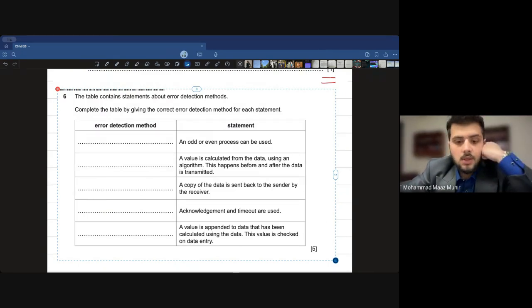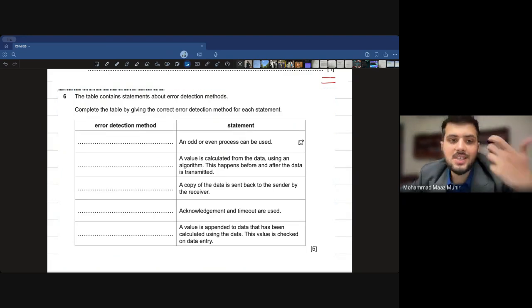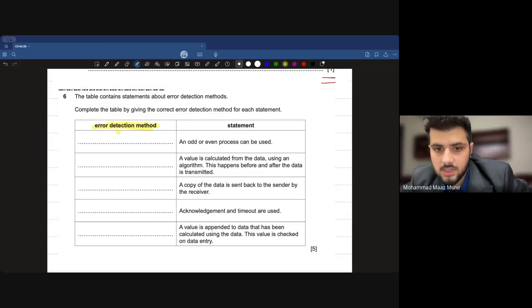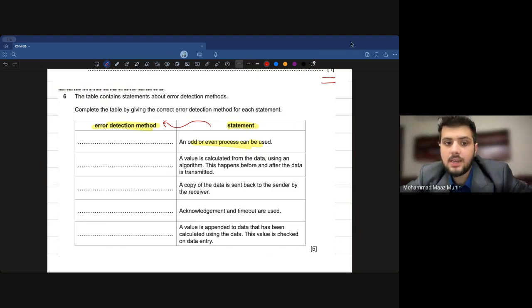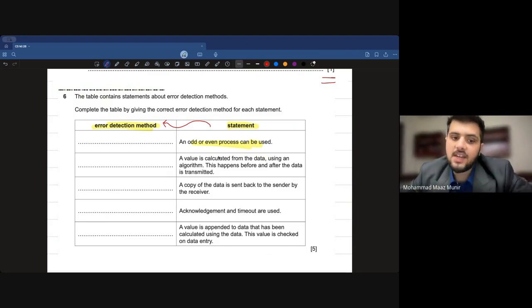Okay, perfect. All right, so now let's look into this question. It says that we need to talk about some error detection method. They gave us some statements, and we're going to use these statements to evaluate the error detection method. The first statement is: an odd or even process can be used. Bro, we just did a question on this. What type of error checking method allows you to deal with odd or even numbers? Exactly. Parity. Parity byte, parity block, parity check, parity bit. Whatever word you write, the important keyword is basically parity.